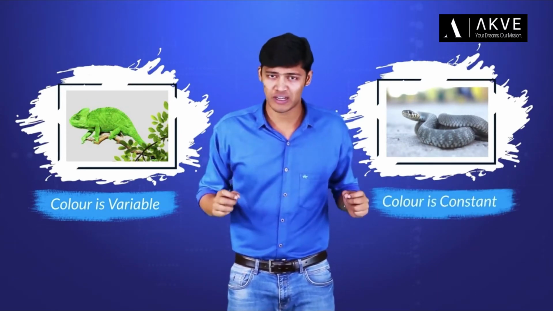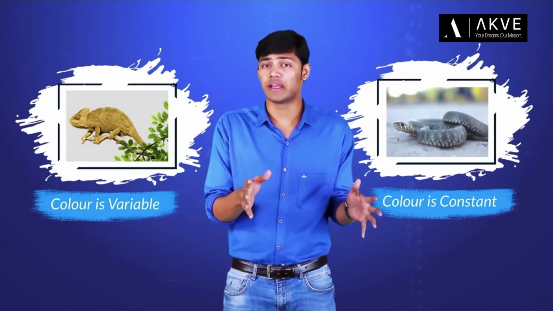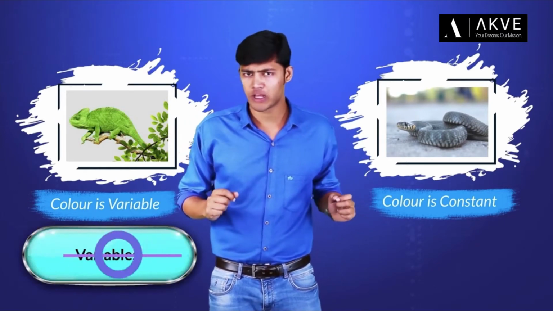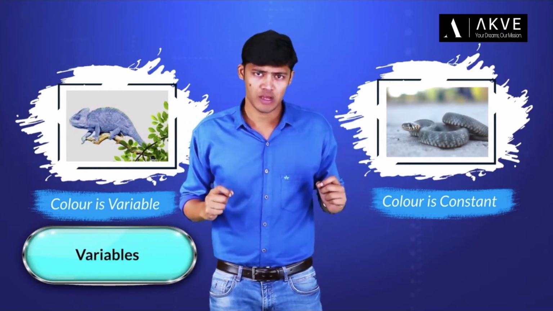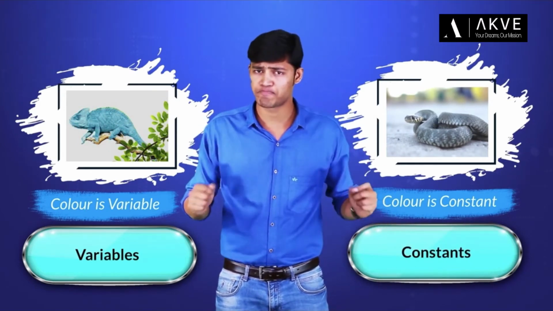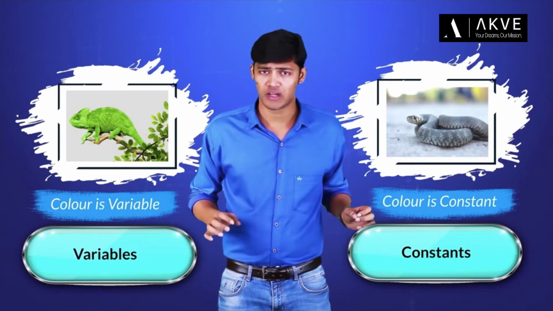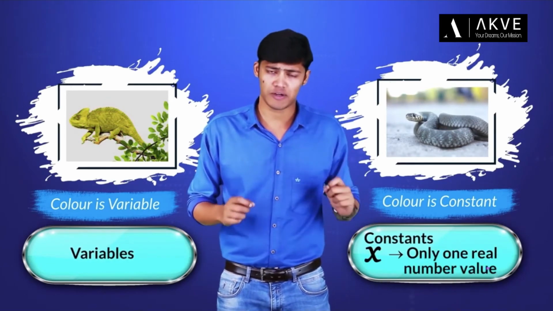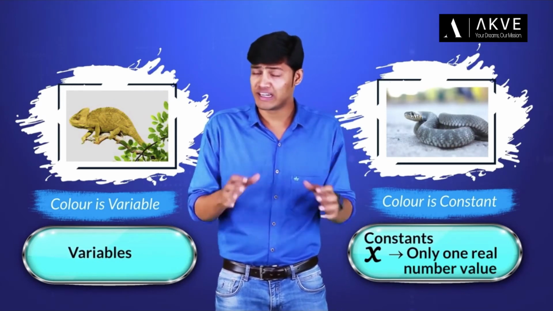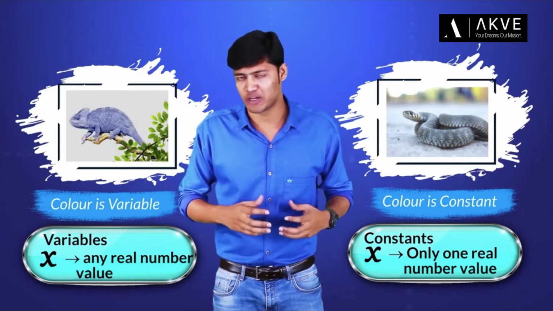Whereas on the other hand, for other reptiles like snakes, the color is always constant because it does not change. In the same way, in mathematics, variables are like chameleons. Their value is never fixed. The constants are like other reptiles whose value is always fixed. So, if x is a constant, then its value is fixed. That is, it is only one real number. If x is a variable, then its value is never fixed. That is, it can take any of the real number value.